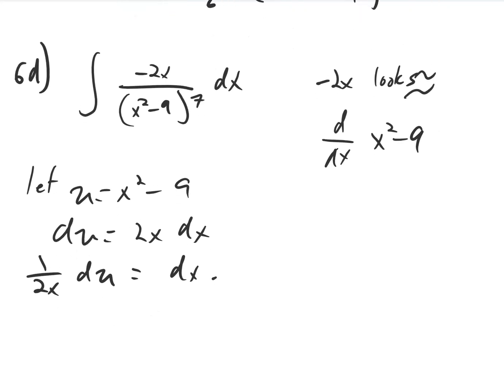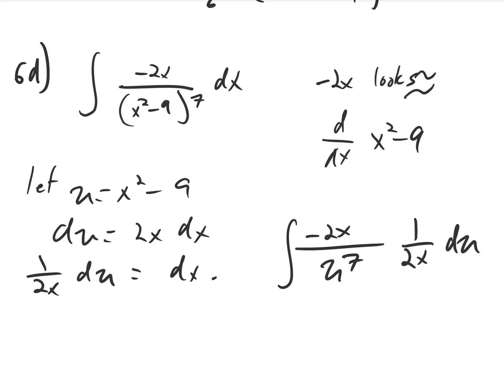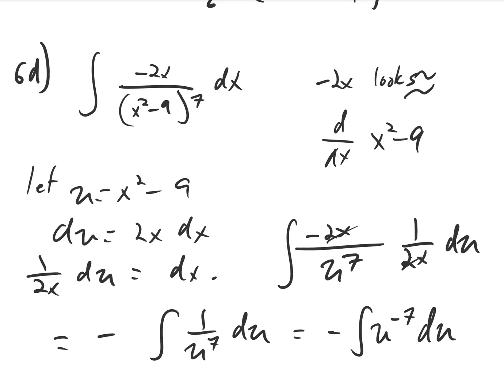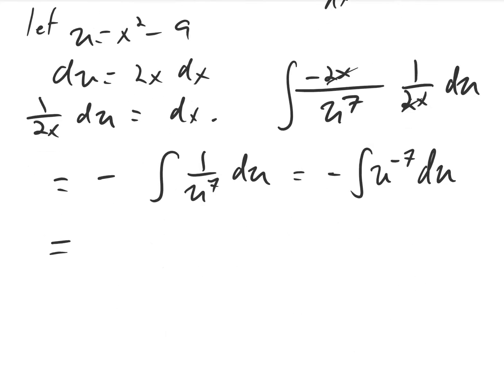Let's make the substitutions into our integral and hope it turns into an easier integral. So our integral becomes integral of negative 2x over u to the 7, and then we'll replace dx with 1 over 2x du. And we get some nice cancellation here. And this is negative integral of 1 over u to the 7 du, which is easier to compute if we rewrite it as negative integral of u to the negative 7 du. Because now it's more clear how we can use the power rule.